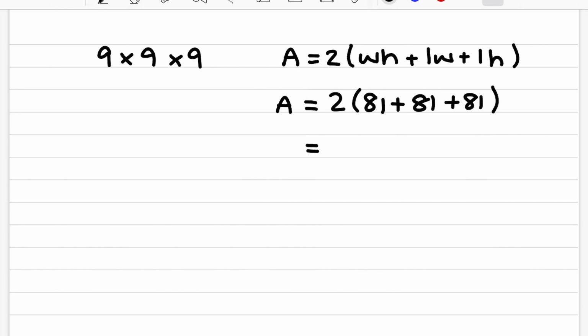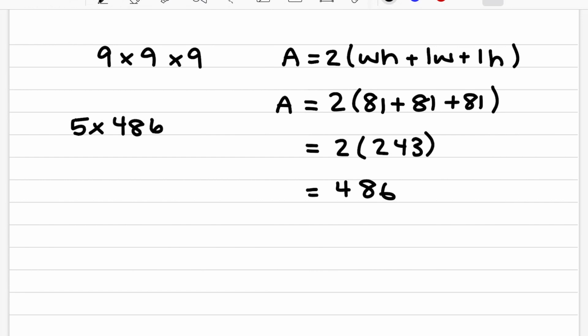And again, you can do this on your calculator. 81 plus 81 plus 81 is 243 times 2 equals 486. So that's our total surface area if one cube was on its own. But we have 5 cubes, so we can multiply our surface area by 5. That's 2,430. But since the rectangles are touching each other, there's actually some surfaces that we lose.